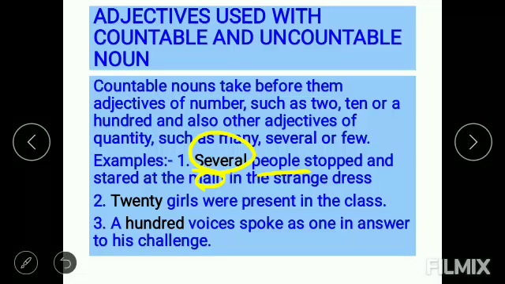In the second example, 20 girls were present in the class. So girls is the countable noun. If we write girls are present in the class, we know that girls are present, but we can't tell how many girls there are, and therefore 20 works as an adjective. Third, 100 voices spoke as one in answer to his challenge.